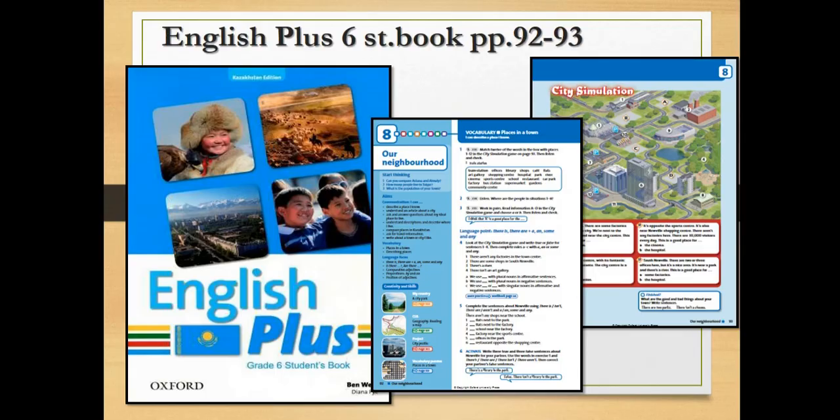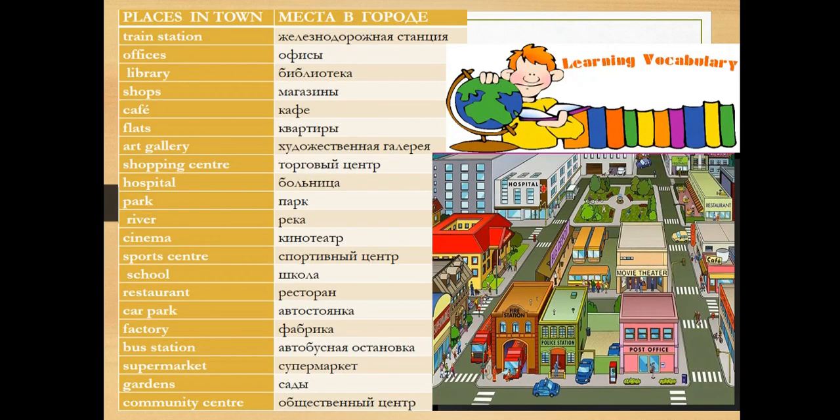Open your students' books at page 92. There are some new words for you. Listen, repeat and write them down in your vocabulary copybooks.